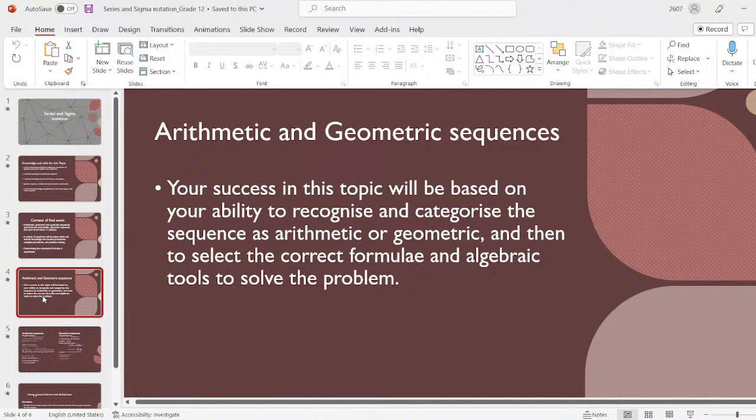So arithmetic and geometric sequences. Your success in this topic will be based on your ability to recognize and categorize the sequence as arithmetic or geometric, and then to select the correct formula and algebraic tools to solve the problem.